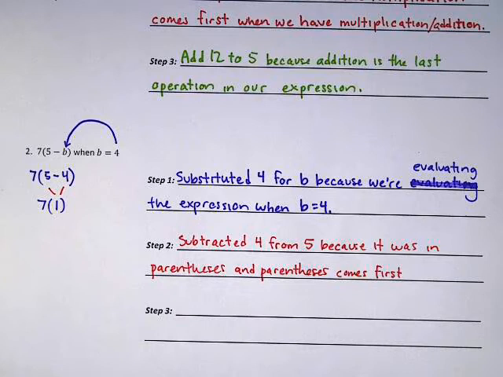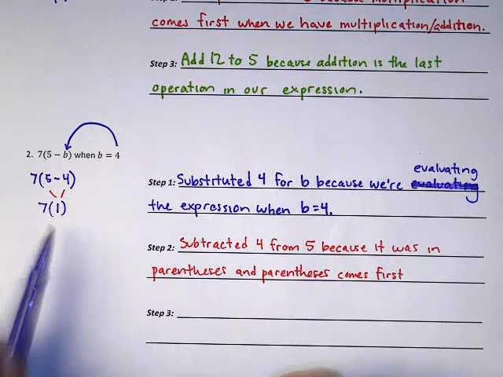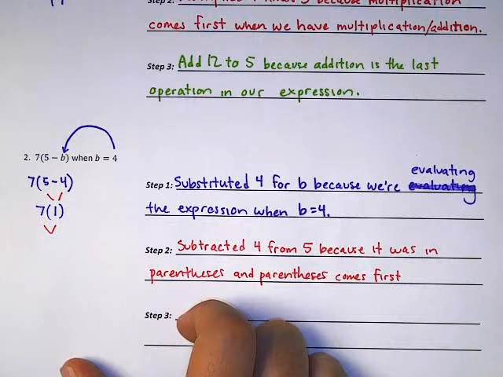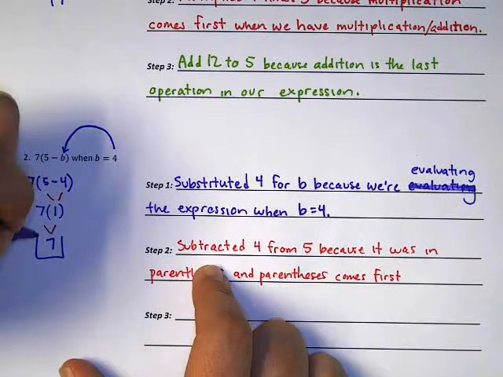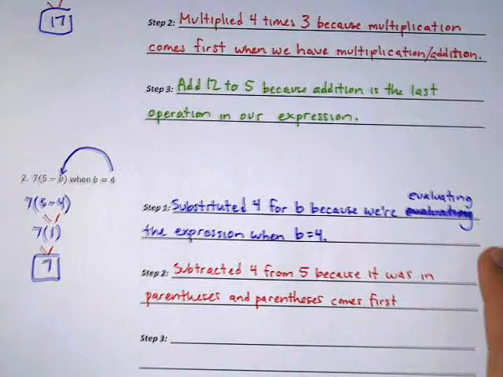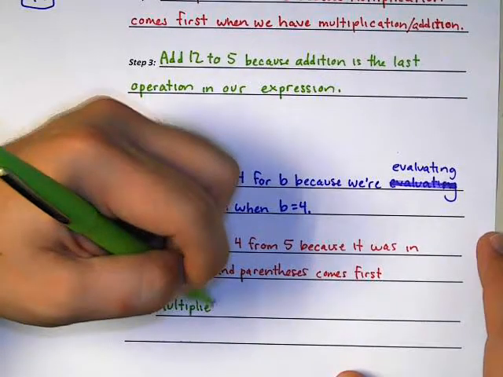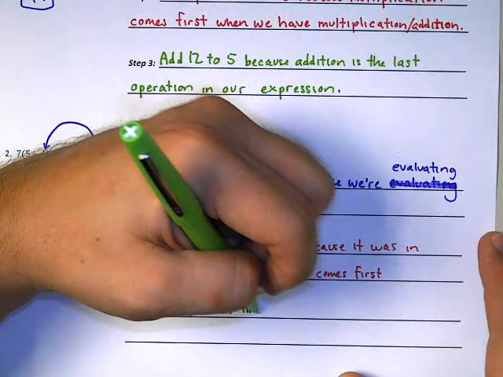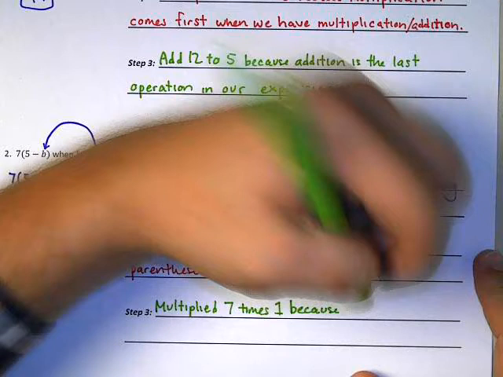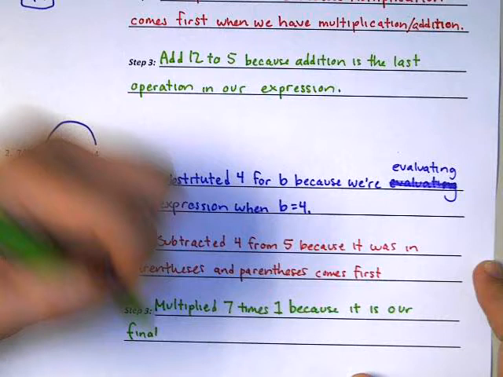Well, what else do we have to do? When we have a number out in front of parentheses, we kind of said it on the one above, hopefully we remember that this just means multiplication. So 7 times 1 is 7. That gives me my answer. Sorry, I should have boxed this one just so we had it. And now to just give a little explanation, we multiplied 7 times 1. And why? Because it is our final operation.